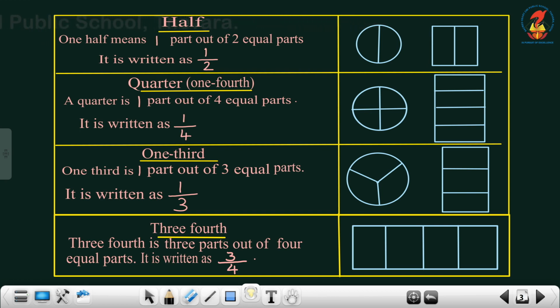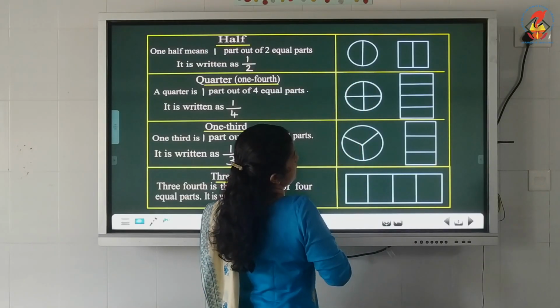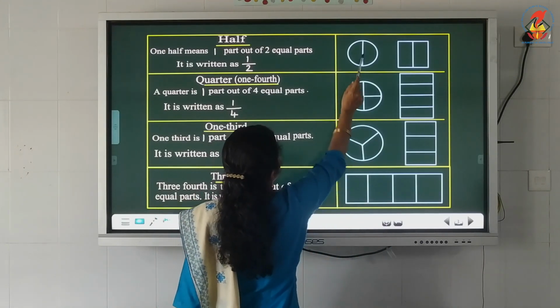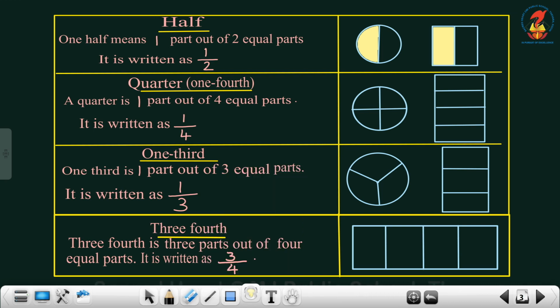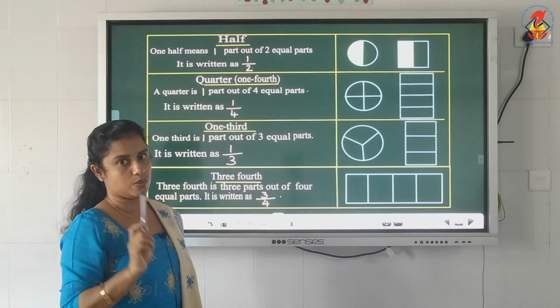Look here children, here you can see a circle and it is cut into 2 equal parts. And this is the fraction. This is called the half. And it is written as 1/2. That is, this part is called the half and it is written as 1/2. Okay. Now what about this picture? There are 2 equal parts and this is called 1/2. Okay. So 1/2 means one part out of 2 equal parts.